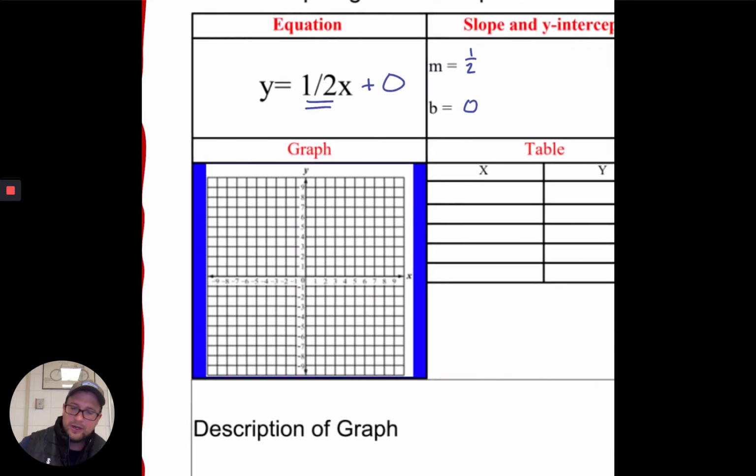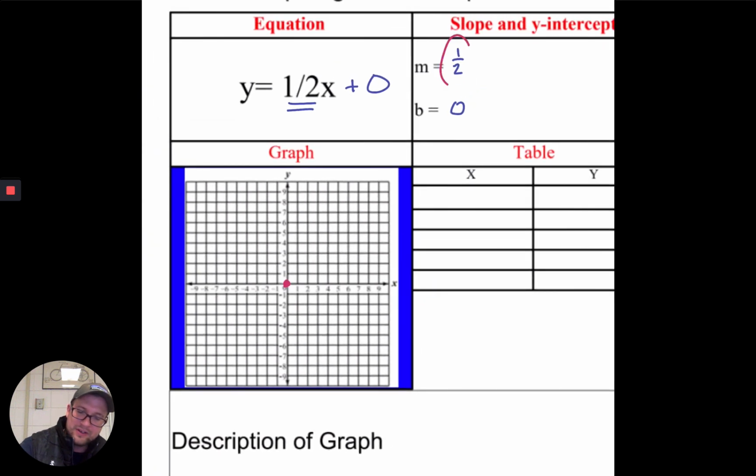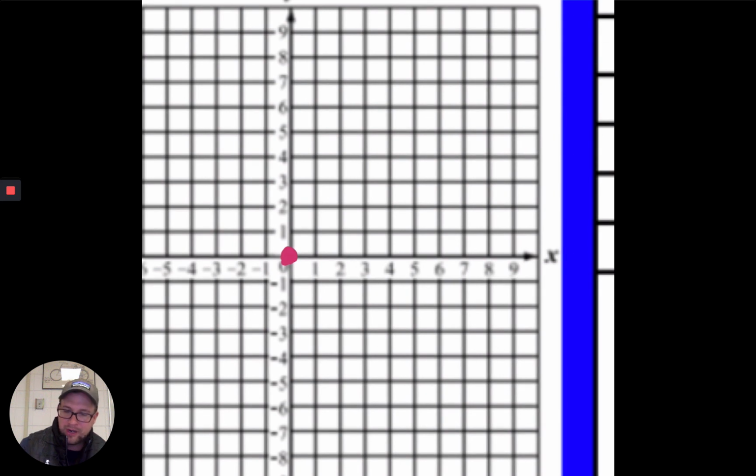So coming over here to graph this thing, we want to start our graph at 0 on the y-axis. And then our slope is telling us to go up 1 over 2. When I say over, I mean to the right. Up 1 over 2. There's my next point, my next point, my next point, my next point, my next point.